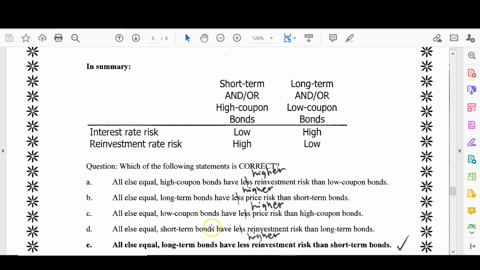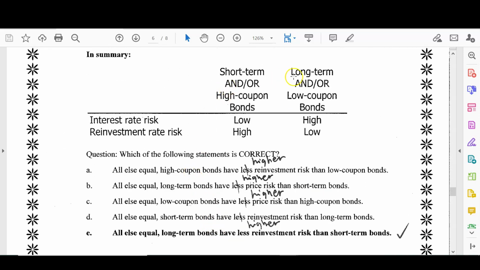Summary. Long-term and low coupon bonds have higher interest rate risk, but they have lower reinvestment risk. On the other hand, short-term bonds or high coupon bonds have lower interest rate risk and higher reinvestment risk.